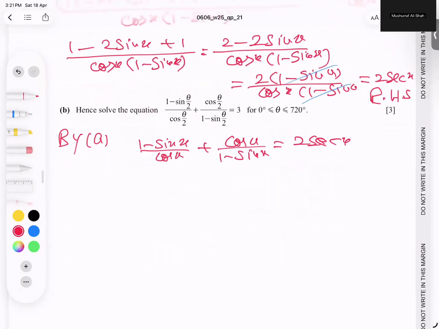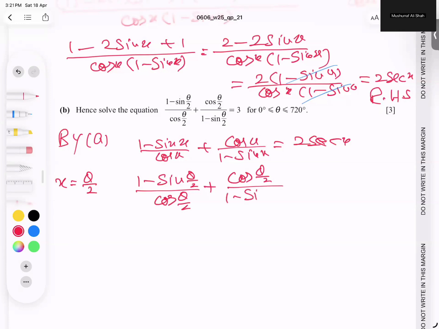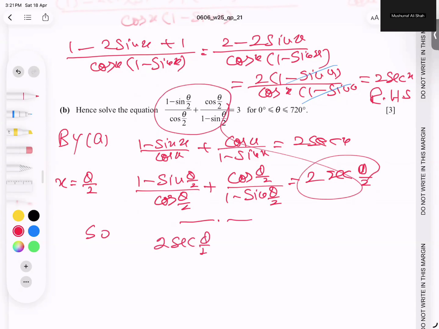Okay, I will replace x by theta over 2. Then this formula turns out to be (1 minus sine theta over 2) over cos theta over 2 plus cos theta over 2 over (1 minus sine theta over 2) equals 2 secant theta over 2. So can you see this fully matches? Yes, match. So I will plug in the top equation. I will replace this whole in the place of the left side. So we get 2 secant theta over 2 in the left side place and 3 will come as it is.